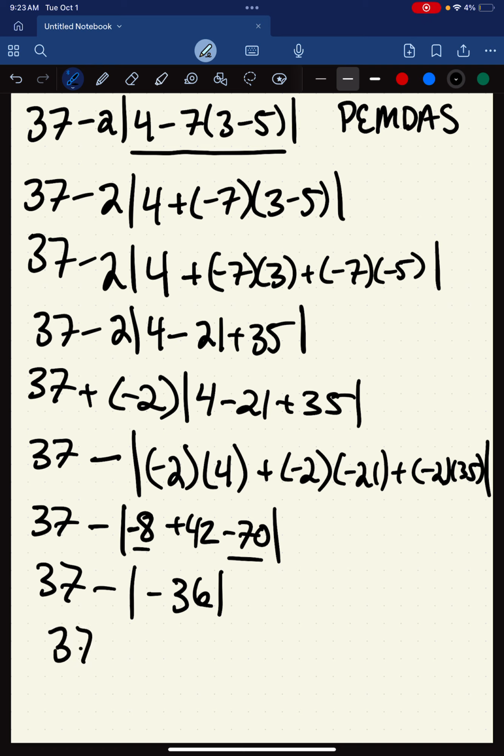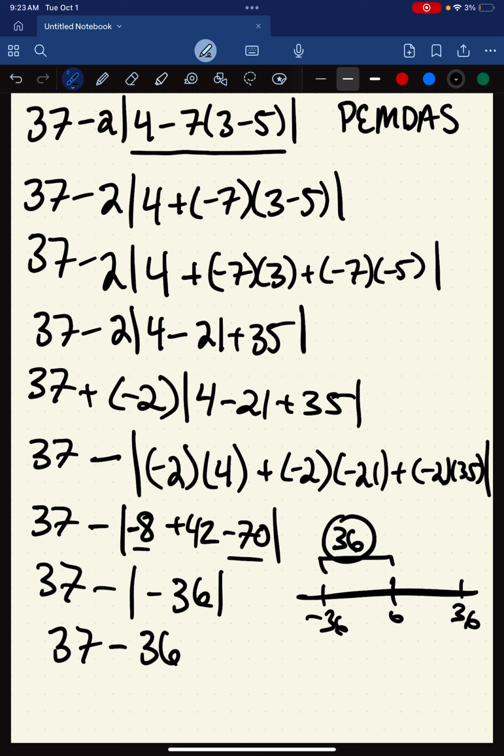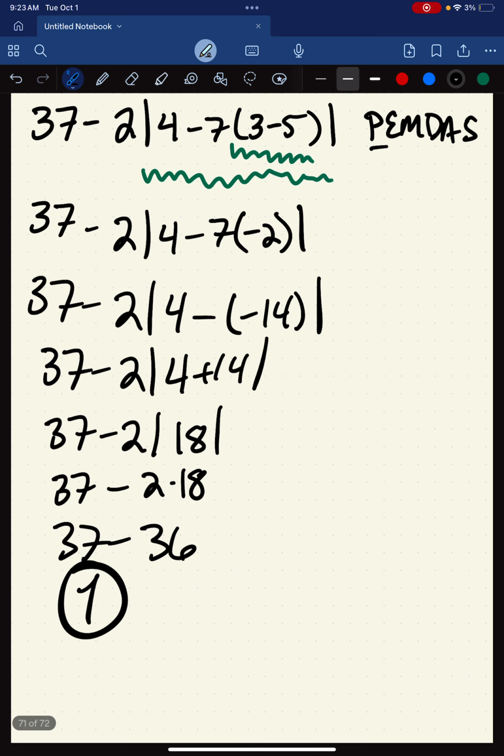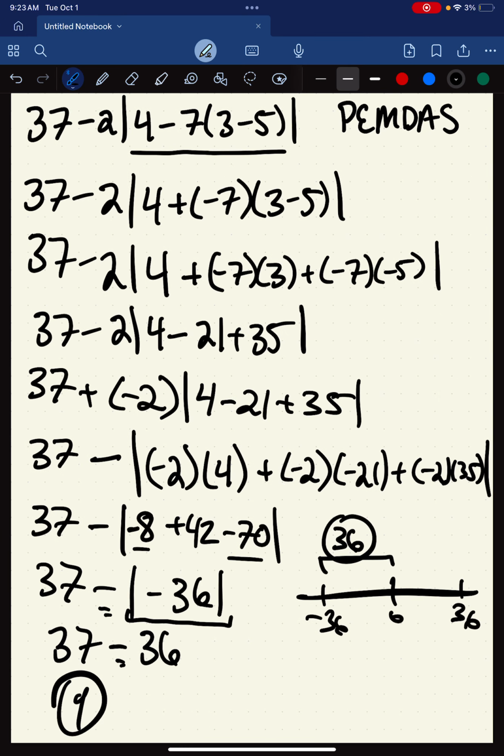Okay, now we can simplify this further. We get the absolute value of negative 36. Well, remember, here's 0. Here's 36. Here's negative 36. Negative 36 is 36 units in the left direction. For absolute values, all we care about is the magnitude. So the absolute value of negative 36 is, in fact, 36. So this evaluates to 36, but we're going to keep the negative there. 37 minus 36 is 1.